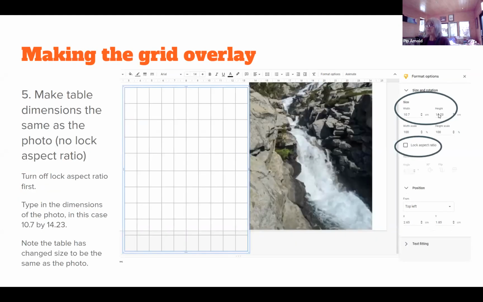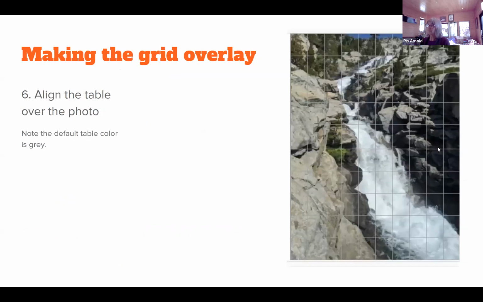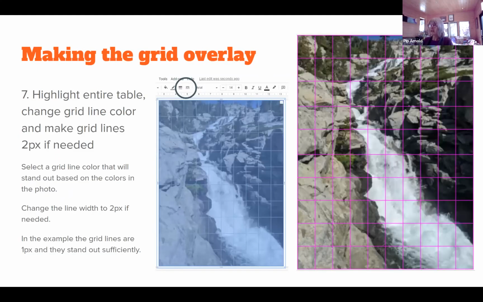So I'm going to make the table dimensions the same. Notice I don't have the lock aspect ratio on. Then I just drag and drop the table over the photo, and I can change the color if I want to. Now if I was going to count what percentage of my photo was sky, I'd have to look up here. I've got a little bit of that one, and that one. So you might have to have a conversation with your kids about how we measure half squares and everything like that. Okay, so that's one.